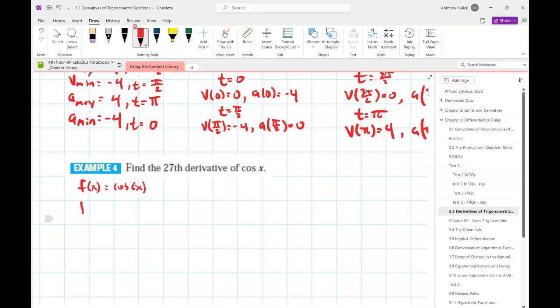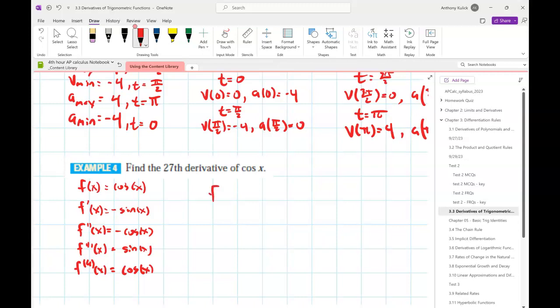All right, let's just start taking derivatives until we see what's going on here. So the derivative of cosine is negative sine. The second derivative will be the derivative of negative sine, which is negative cosine. The third derivative of that is going to be positive sine. And the fourth derivative then is positive cosine. So what we're seeing is that every 4 derivatives gets us back to the beginning again, right?